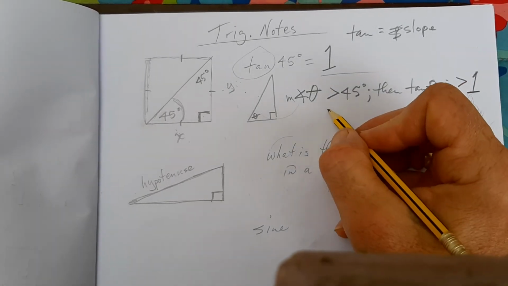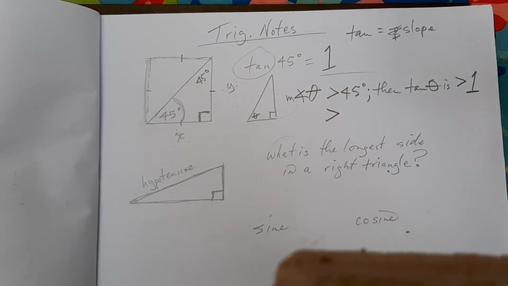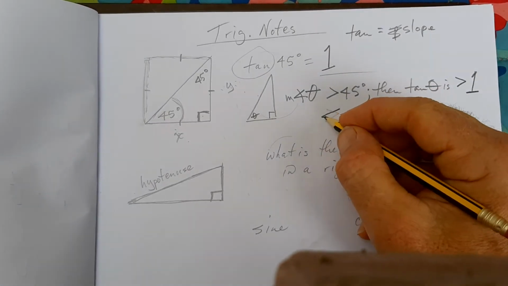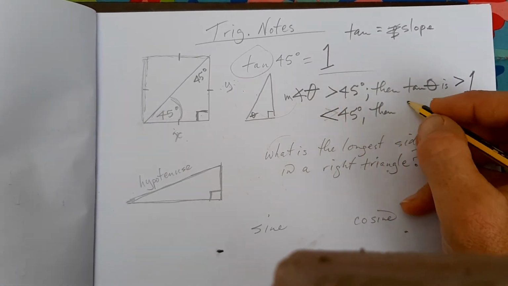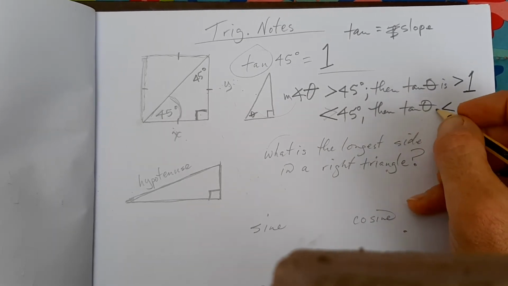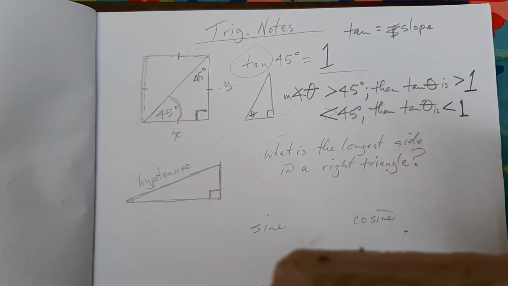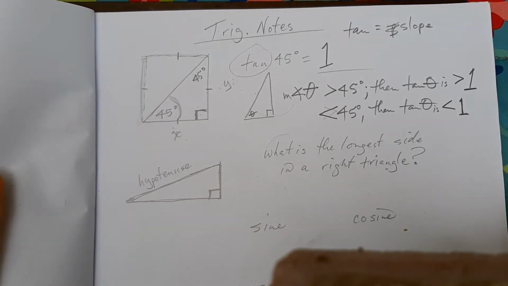Then again, if the measure of angle theta is less than 45 degrees, then tangent of theta is less than 1. Okay, so you're just kind of keeping track of your stuff, keeping track of your answers and checking yourself with your answers. Does the answer make sense?